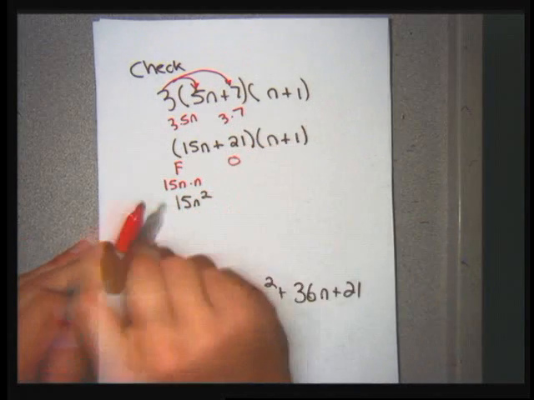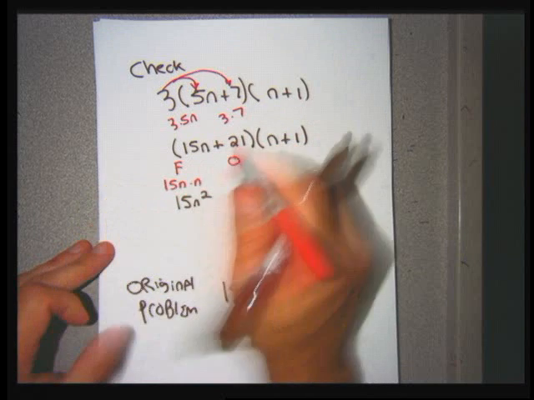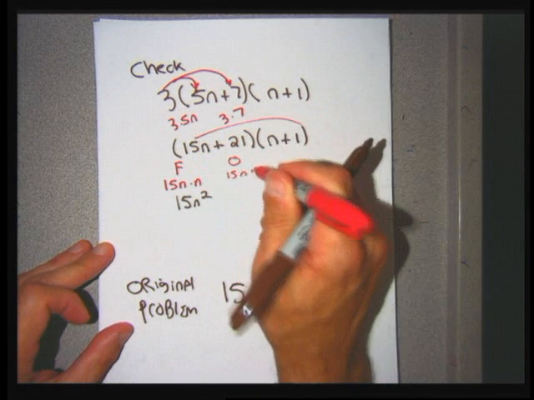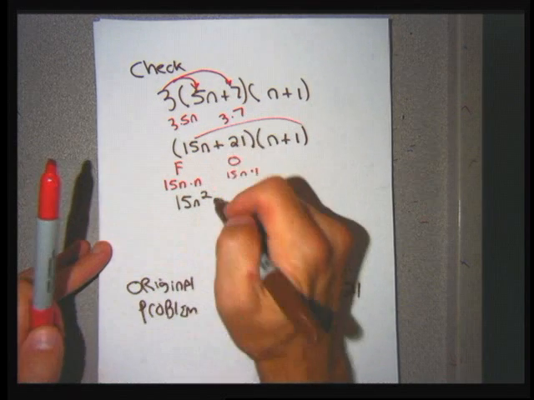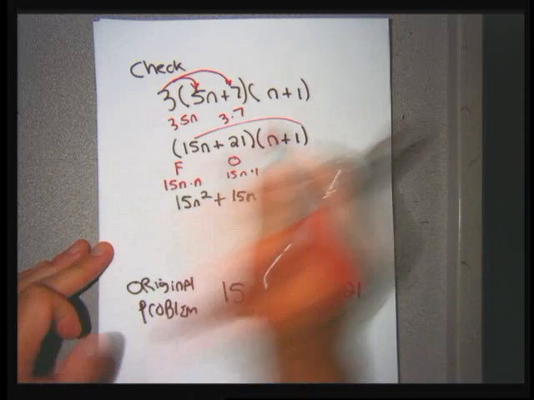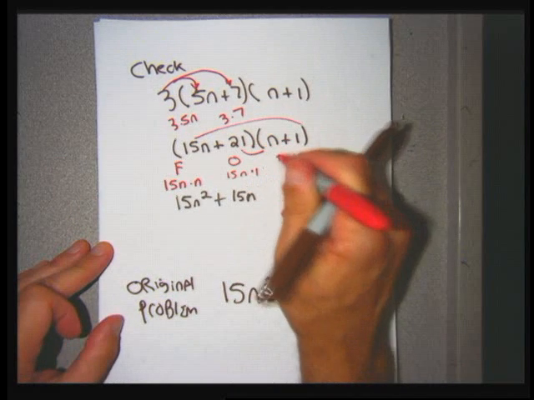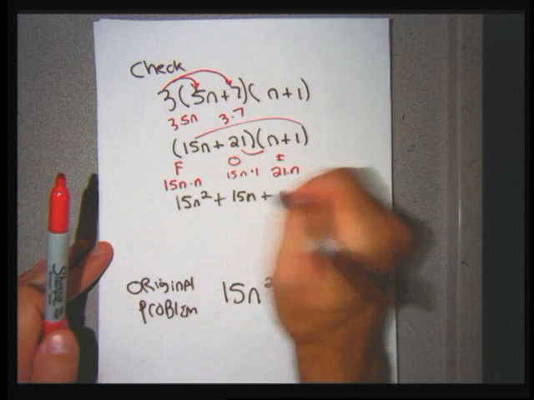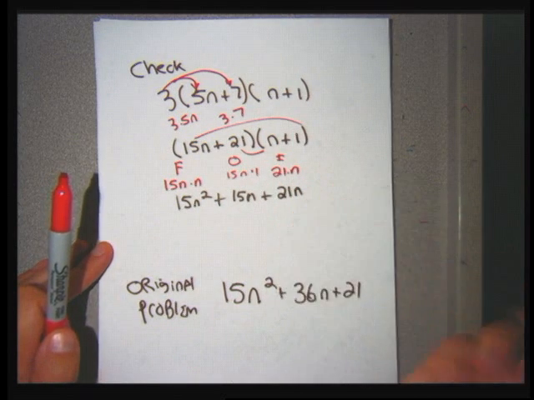The outers are 15n times 1. They're both plus, so I get a plus sign. I multiply the 15 and 1 and get 15 and leave the n. The inners are 21 times n. They're both positive, so I get a plus sign. I just leave the 21 and the n next to each other.